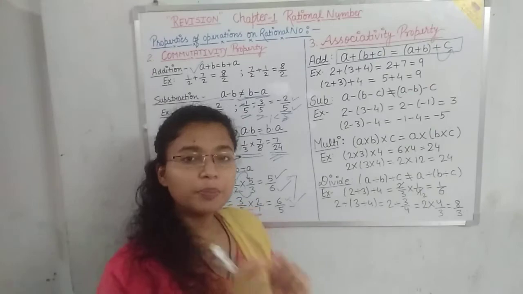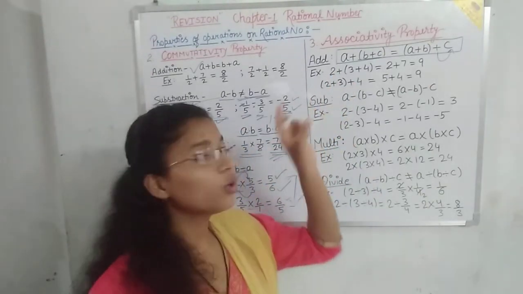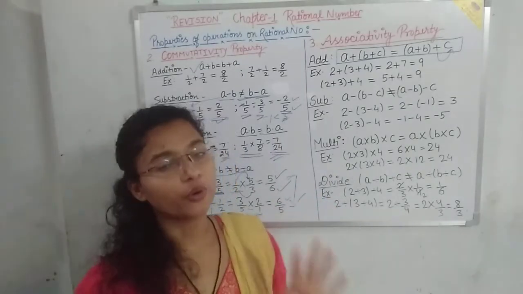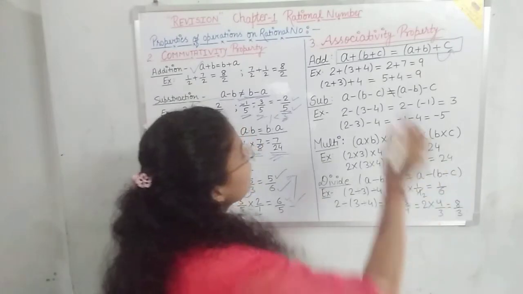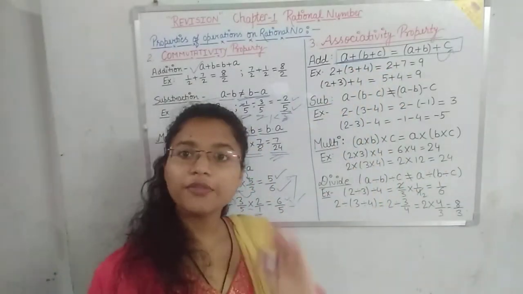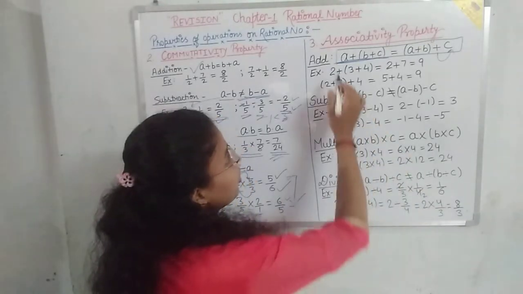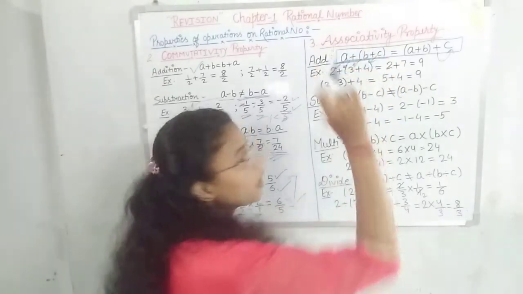Let's take a simple example. Suppose a is equal to 2, b is equal to 3 and c is equal to 4. So first of all, take the left hand side. This is your left hand side. Put all the values in it. A means 2, then plus, b means 3, then c means plus 4.